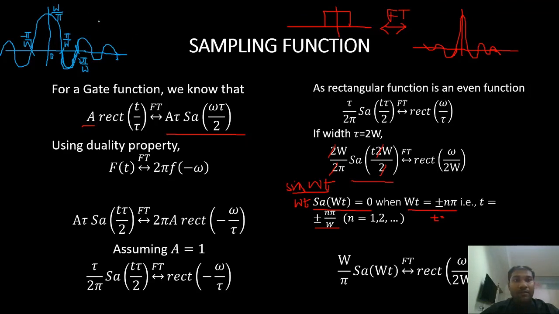If this is my sampling function, what will be my Fourier transform? The Fourier transform is nothing but a simple gate function or a rectangular function. Now what are the parameters of this gate function? The width is 2w, so it extends from minus w to plus w. It is a function of omega, and the amplitude is 1.